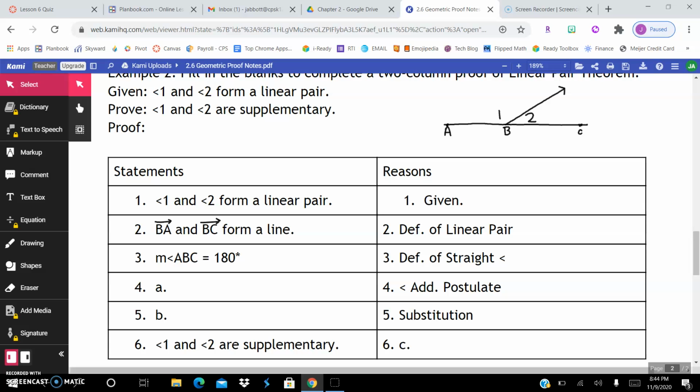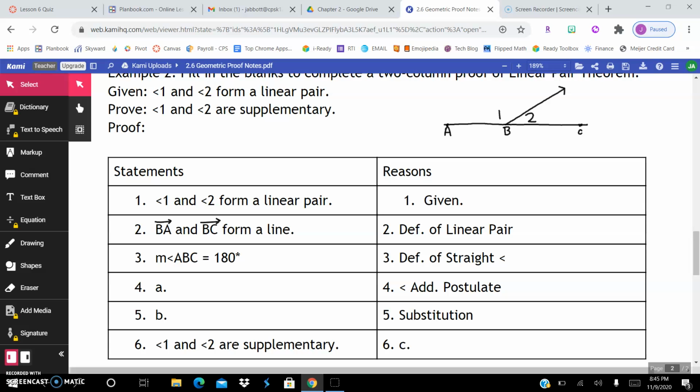And number 3 is the measure of angle ABC is 180 degrees. Well, if they make a straight line, then that angle is 180 degrees. So that's the definition of a straight angle. And then for A, we have to figure out what's missing here. And we can look over here at the reason, and it's angle addition postulate.